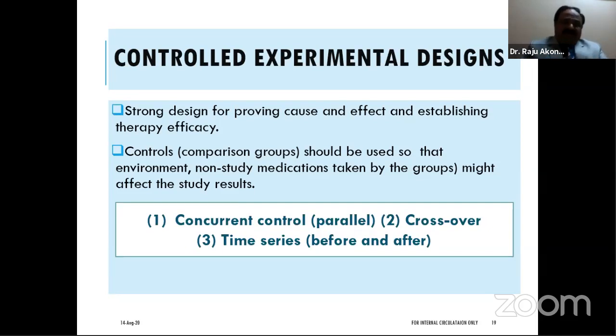Now, when I am evaluating the study, I will check, is it a controlled experimental design or not? Then I will put a tick mark. Then the next thing: is it a concurrent control, a crossover design, or a time series design? Each has its own advantages and disadvantages. So I will look into those advantages and disadvantages in that particular study, right? I will try to understand in depth whatever methodology they followed.